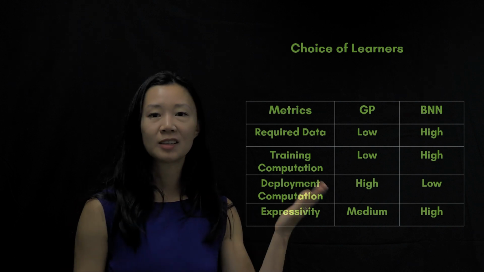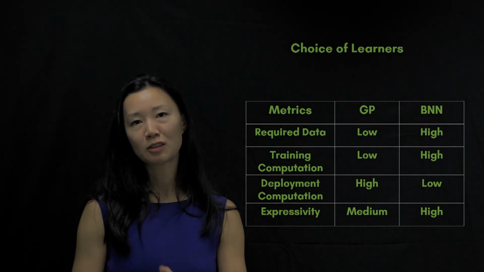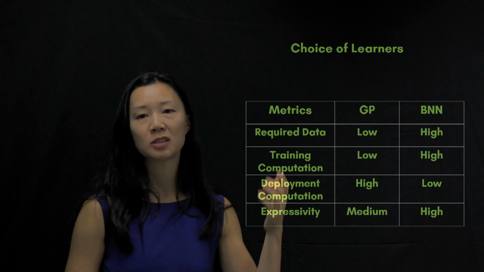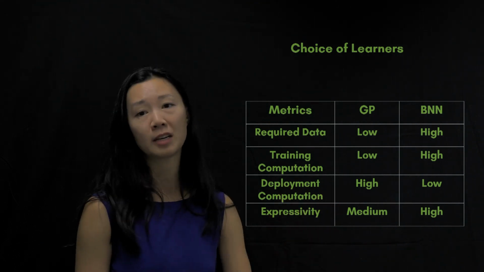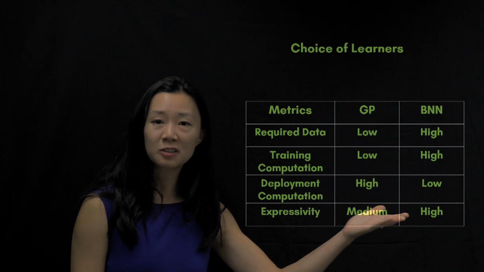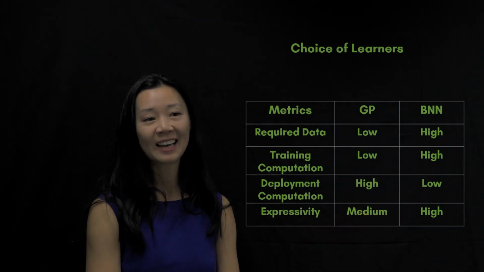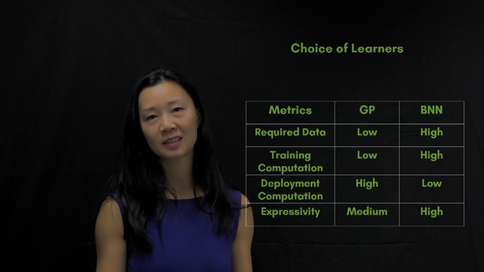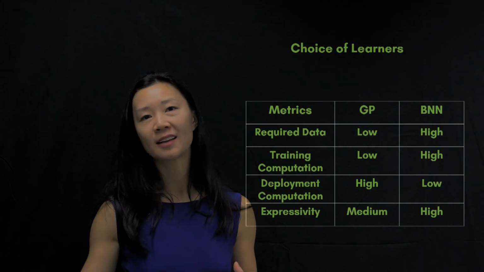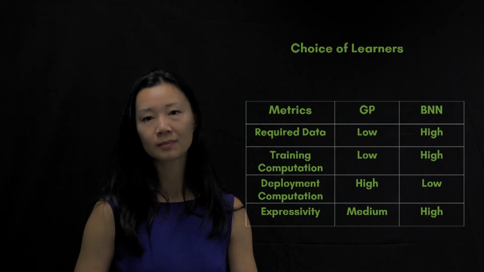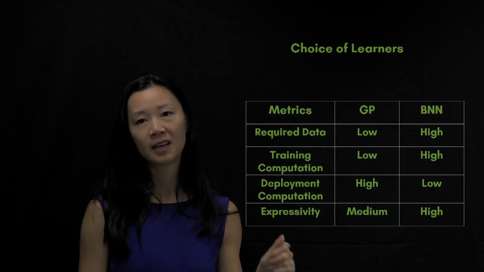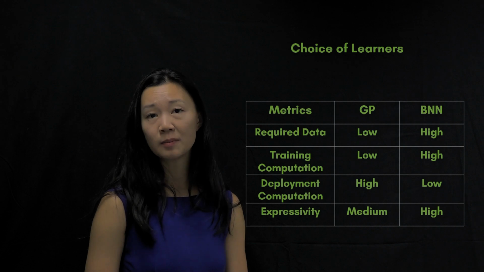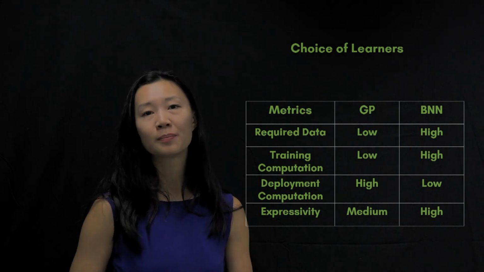On the other hand, during actual deployment, Gaussian processes do all of their work in real time. And so the computation is high associated with that matrix inverse. Whereas Bayesian neural networks, once they are trained, as you may infer from neural network behavior, the forward pass is very computationally cheap.